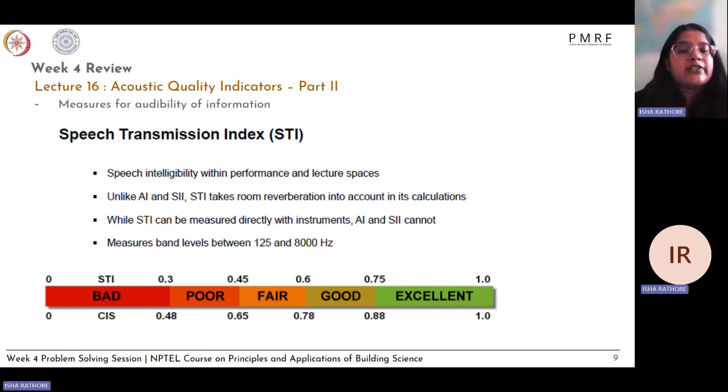It measures the band level between 125 and 8,000 hertz. If the STI is between 0 and 0.3, then it is a bad sound environment. If it's between 0.3 and 0.45, it's a poor sound environment, and these are particularly used in lecture spaces. Between 0.45 and 0.6, it's fair. 0.6 to 0.75, it's good. And above 0.75 to 1, it's excellent. So all of these indexes are between 0 and 1.